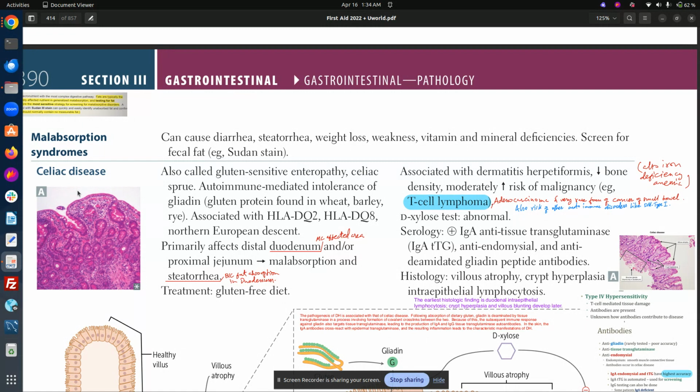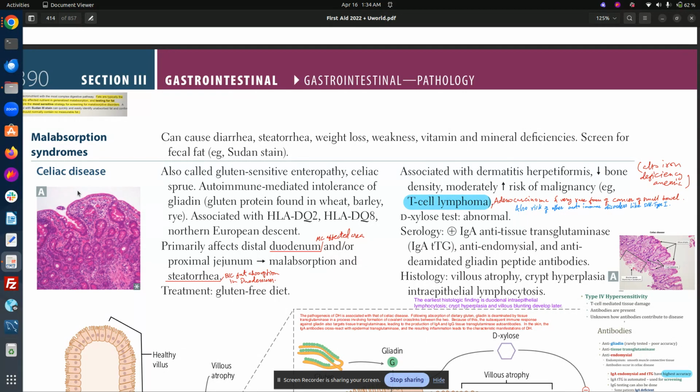Okay. One very important thing is the association of celiac disease. This disease has association with certain things which are outside of the GIT. If we see that a patient has celiac disease, we should also look at the peripheries, the outside of the GIT, what this disease can affect. Okay, so this disease has an important association with dermatitis herpetiformis. Dermatitis herpetiformis is a skin condition.